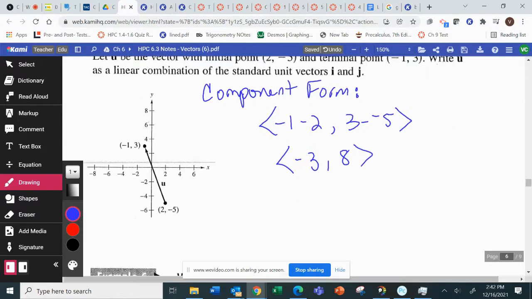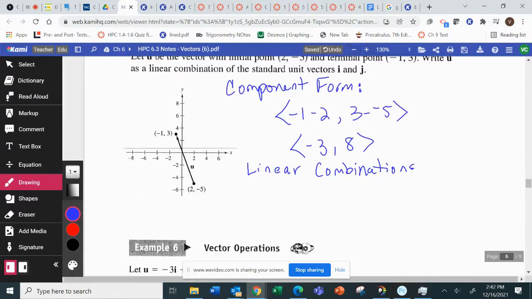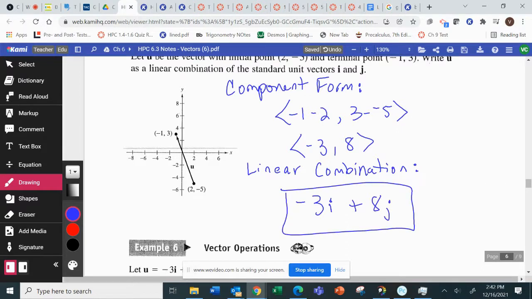Now it says we're going to take that and write it as a linear combination. So we're just writing it in a different form. Looks different, but it's the same thing. Represents the exact same thing. What do I do? So we're going to write -3i plus 8j. Done. We're just switching between forms and that's it. It might seem confusing because you've never used it before, but that's really all you have to do to switch.